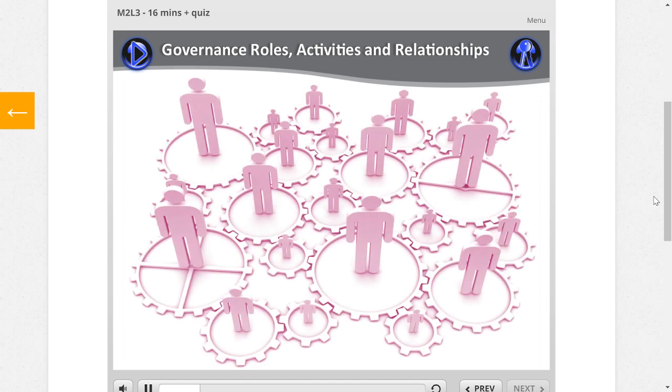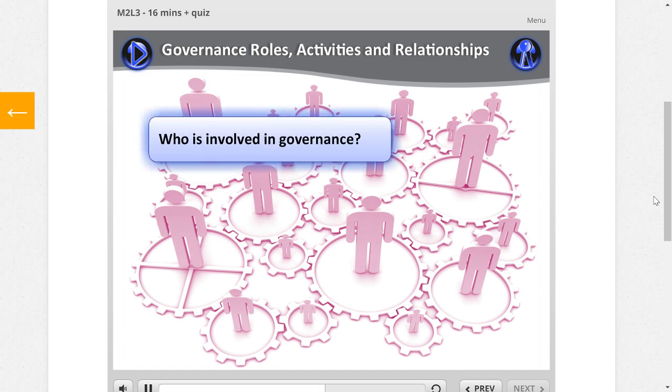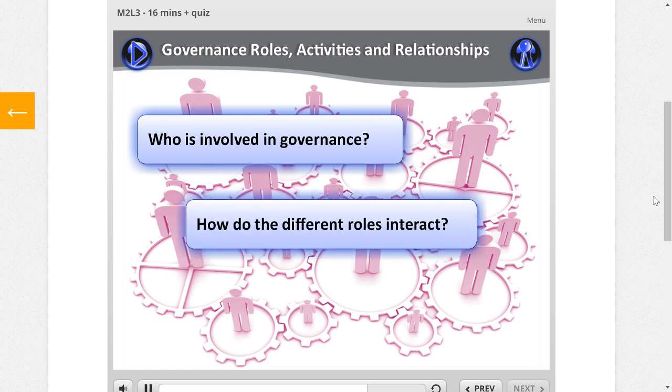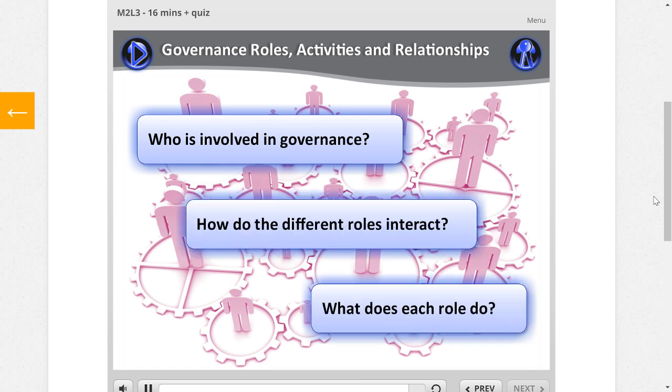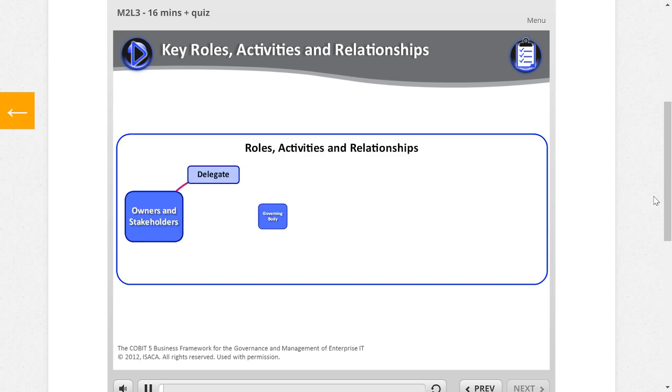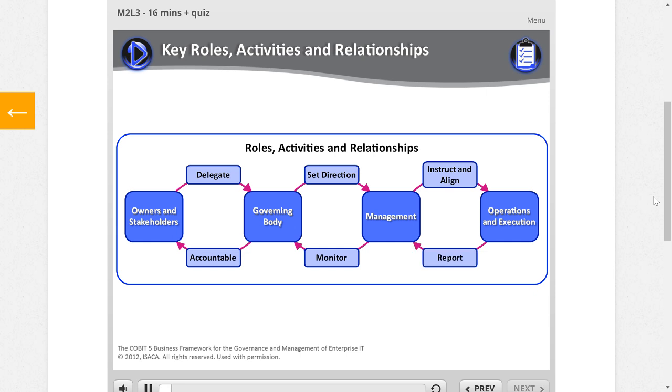The third element of the COBIT 5 governance approach is roles, activities, and relationships. This is concerned with defining who is involved in governance, how the different roles interact, and what each role does. The diagram on your screen shows the key governance roles and the way they interact. The key roles are owners and stakeholders. These are the roles that own the enterprise. In the case of many commercial organizations, the shareholders are the owners. In the case of charitable organizations, this role is held by those who contribute donations.